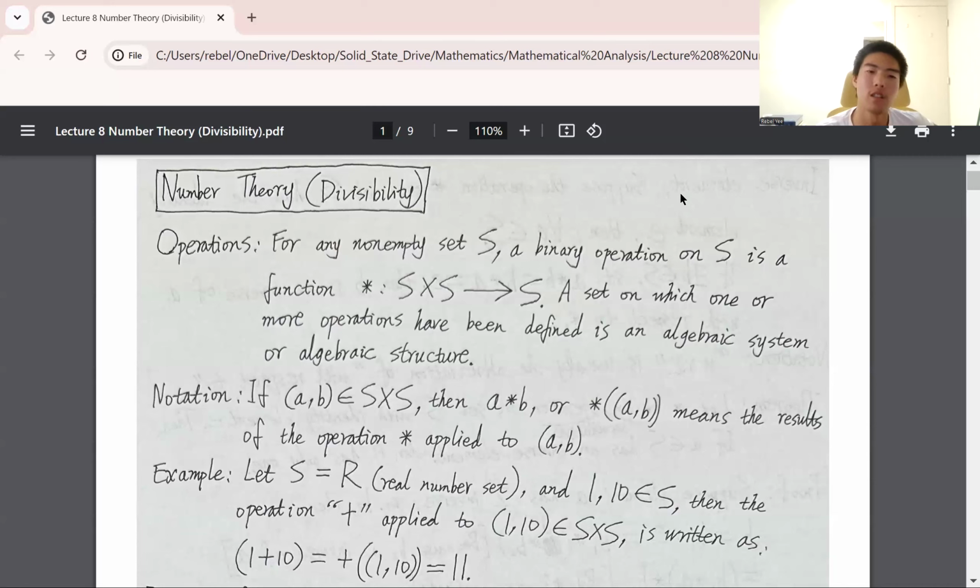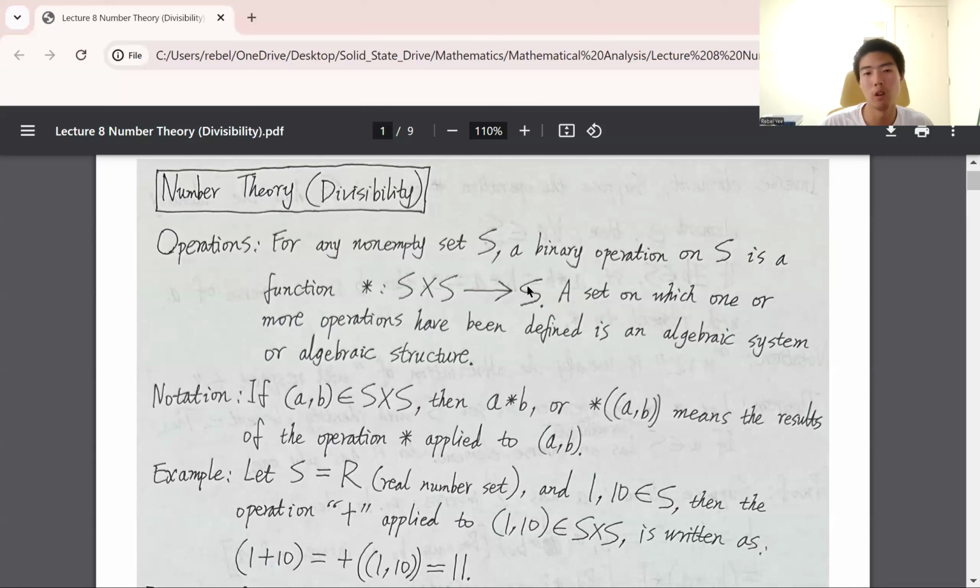Operations are very simple. They're just addition, multiplication, subtraction, division, power. All of these are operations, but maybe previously you didn't recognize an operation as a function. Today we'll define it as a function. It's defined on a non-empty set S. A binary operation on S is a function, usually denoted by some star-shaped symbol, going from S Cartesian product S to S.